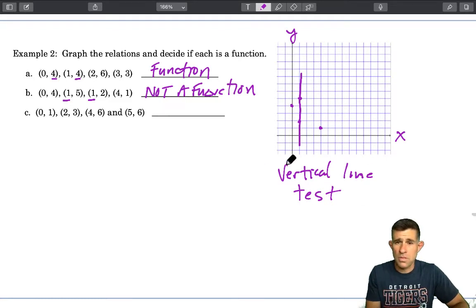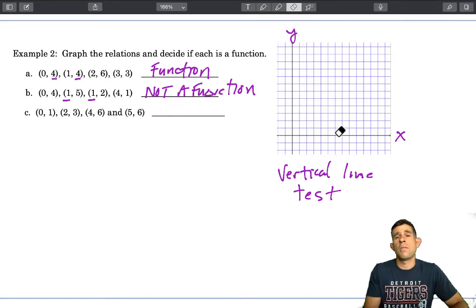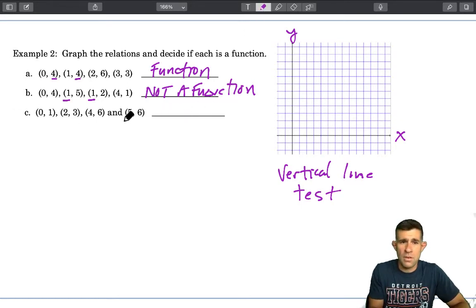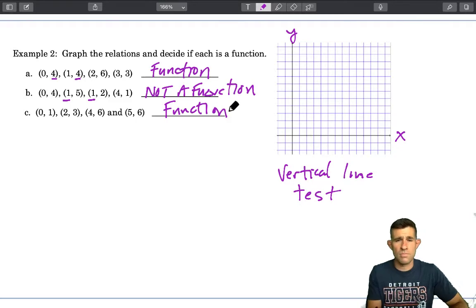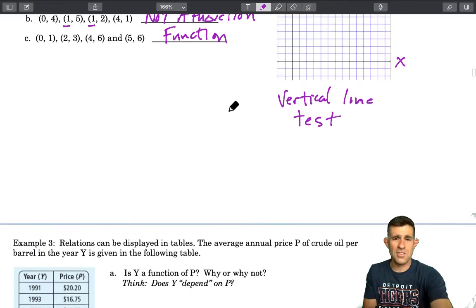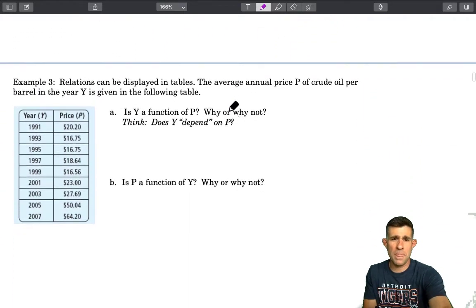So a little pro tip for you there, simply graph it out, and if any vertical line passes through your relation in more than 1 point, it is not a function. Finally, our last one here for this example, we see that there are no repeated x values, so this one will be a function. All right, let's jump into example 3.